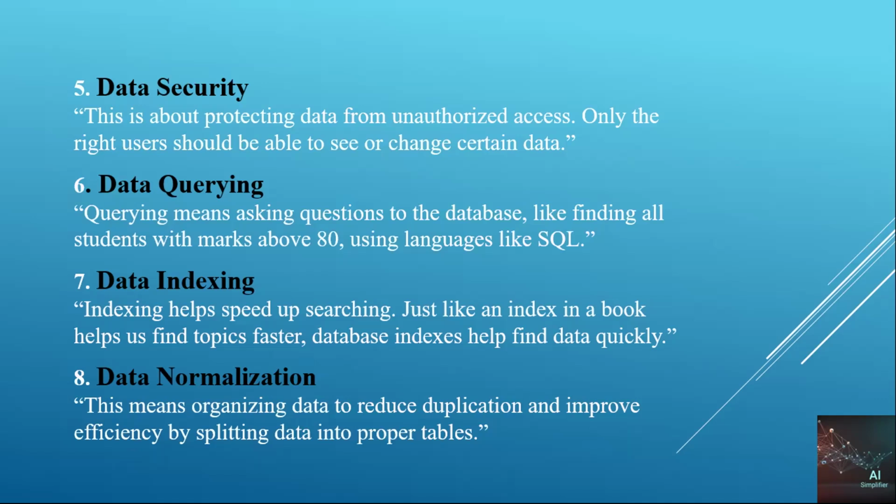So in a similar way, inside the database, data indexing basically helps in searching, right? It will basically speed up the process of searching. Clear? Now the eighth is data normalization. Data normalization means organizing whatever data you are inserting inside the database so that it will reduce the duplication, or it will improve the efficiency.